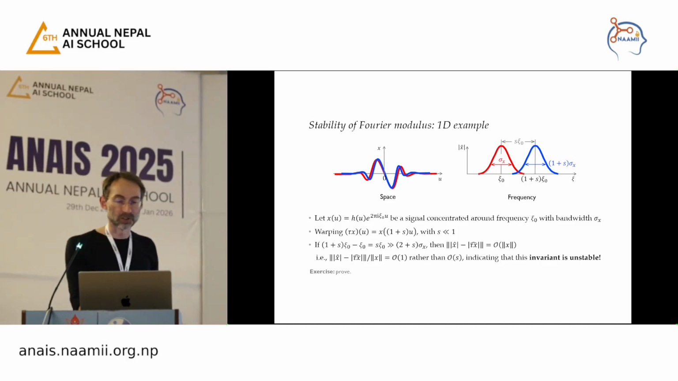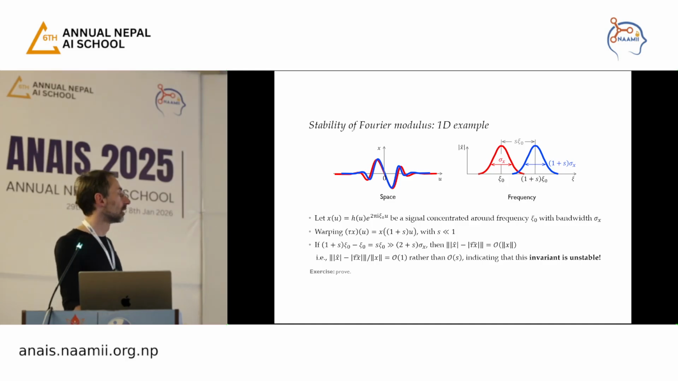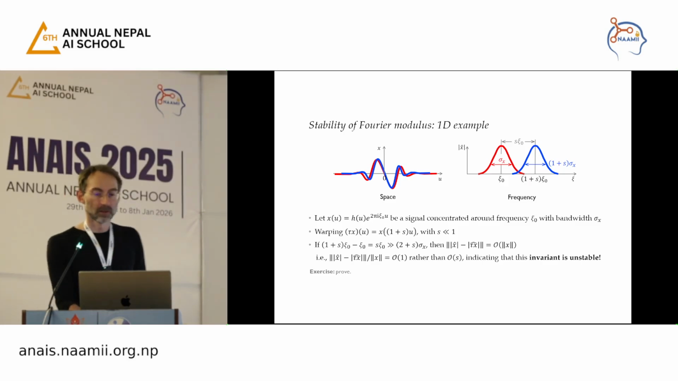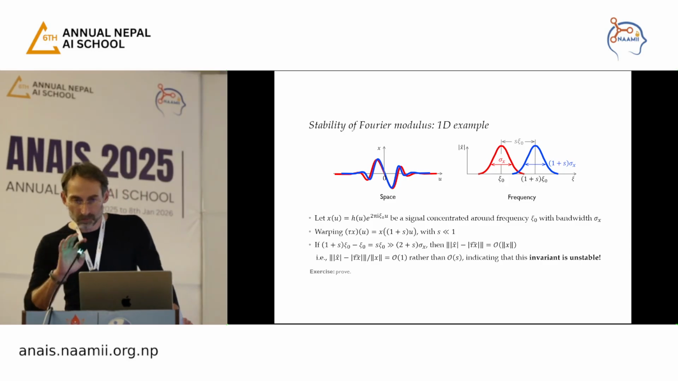what happens to the Fourier transform? So this is how the signal looks like. It's almost a shifted version, but it's also slightly distorted. So how does the Fourier transform look? We have a new frequency now, so it's 1 plus S psi 0, and the width of this window.